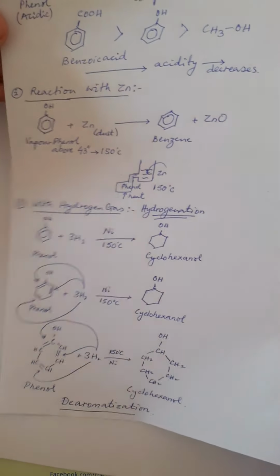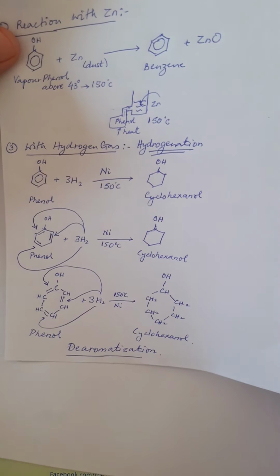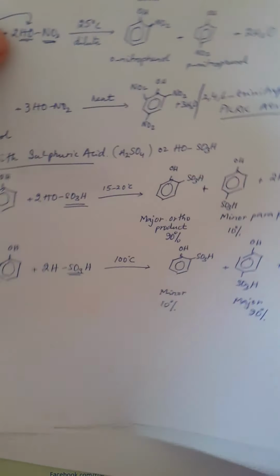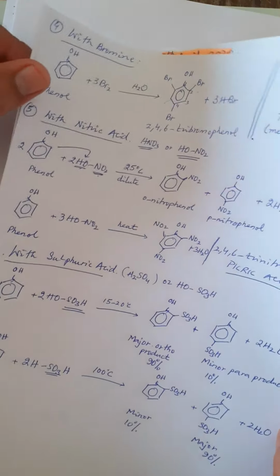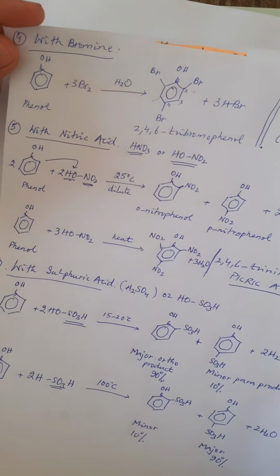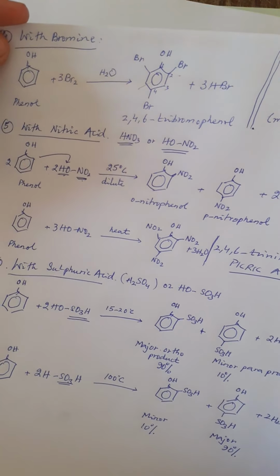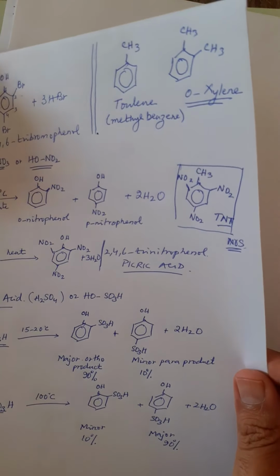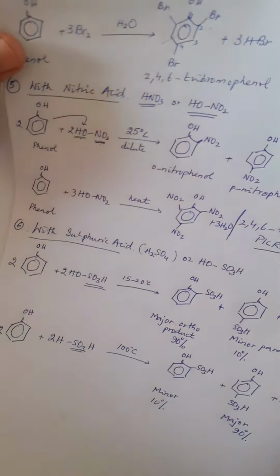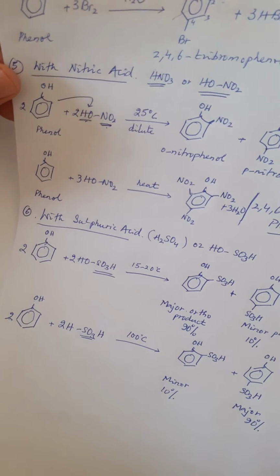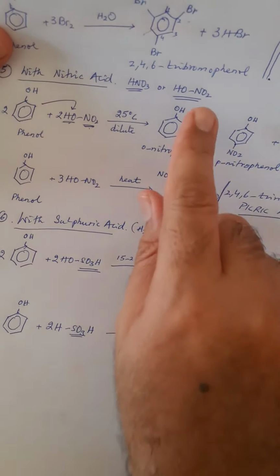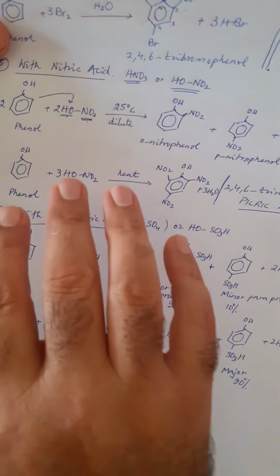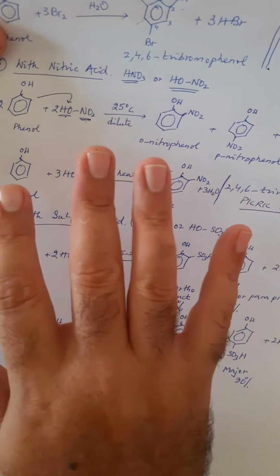Then we have zinc, then how it behaves with hydrogen gas and what the necessary conditions are, and then how it behaves with bromine and how the reaction of phenol with bromine is different compared to toluene, and what the products are. Some extra information about toluenes and xylenes, and then last but not least nitric acid, giving you ortho para products together 50-50 at room temperature and both at higher temperature.